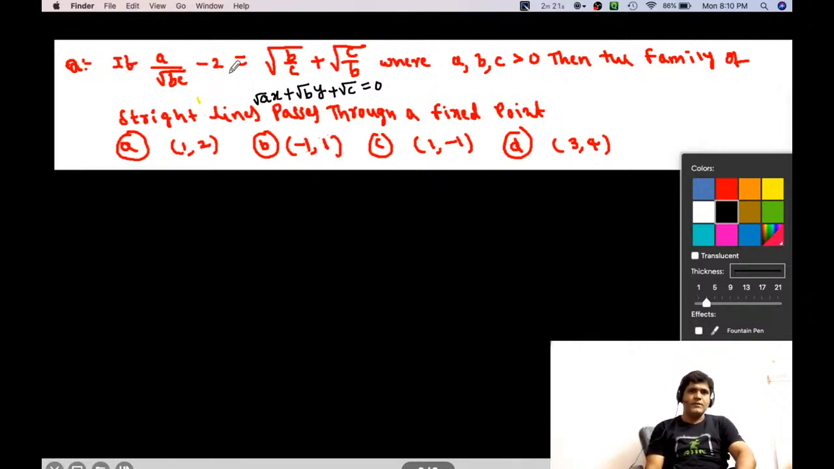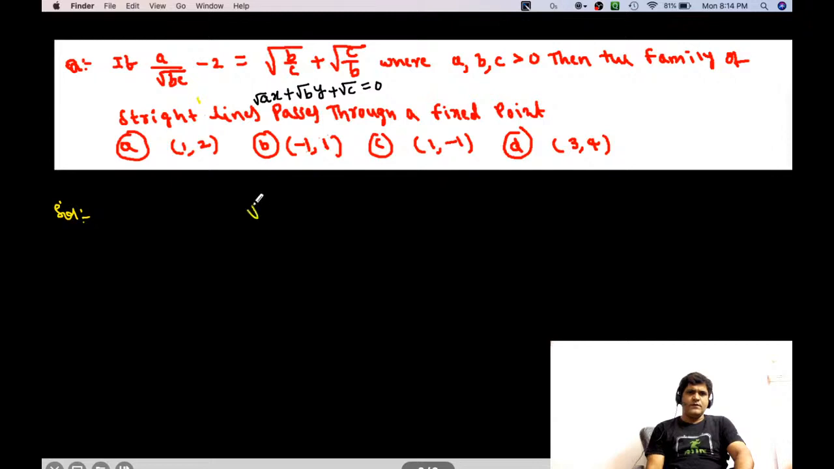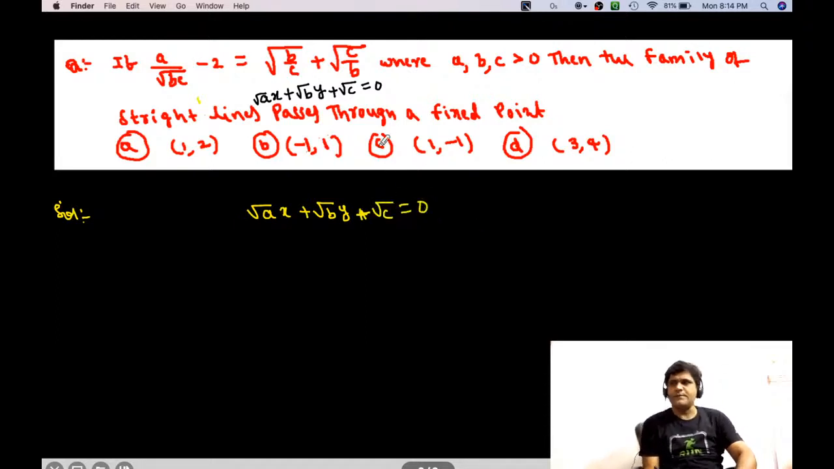If a by root bc minus 2 is equal to root b by c plus root c by b, where a, b, c greater than 0, then the family of straight lines root a x plus root b y plus root c equal to 0 passes through a fixed point. This is the complete question. The given family is root a x plus root b y plus root c is equal to 0.